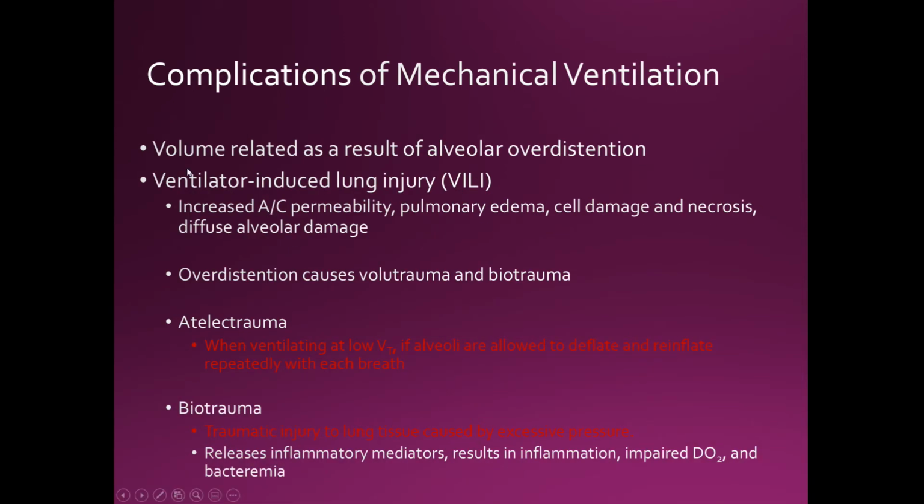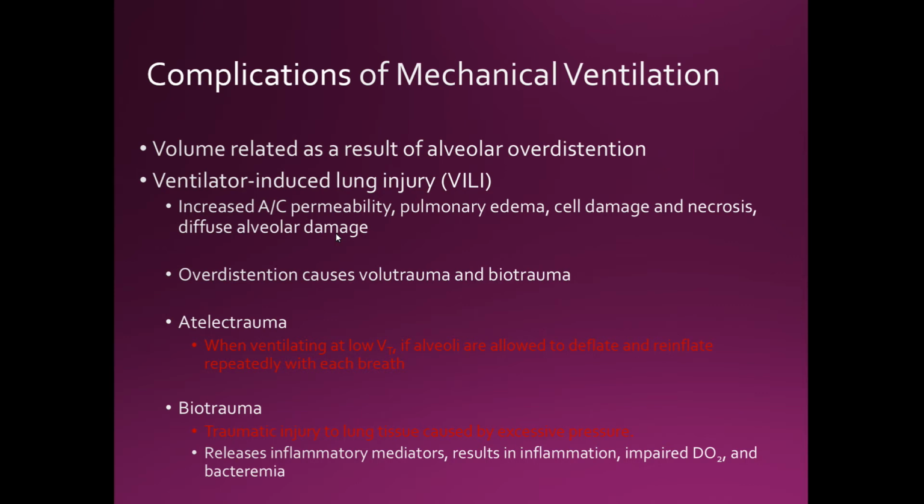So along with pressure, we have volume-related injuries based on alveolar distension, and we've seen that in the form of beaking. Increased alveolar capillary permeability, pulmonary edema, cell damage and necrosis, and diffuse alveolar damage can all be caused by our volume of ventilation. Overdistension again causes volume trauma and biotrauma.